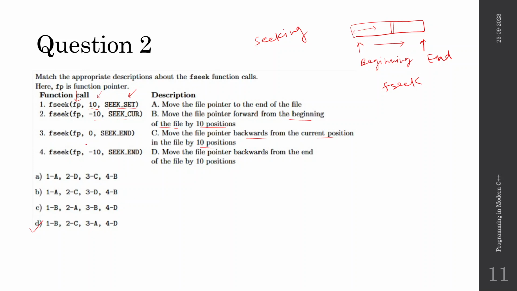Next one is 3A. So 3A is 0 and SEEK_END. So basically it is saying from the end of the file we move it 0 positions. So basically move the file pointer to the end of the file. And the last one is -10 and SEEK_END. So from the end of the file we move it 10 places backward. So in short, this is the solution.